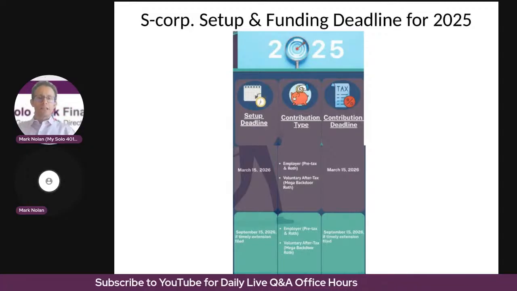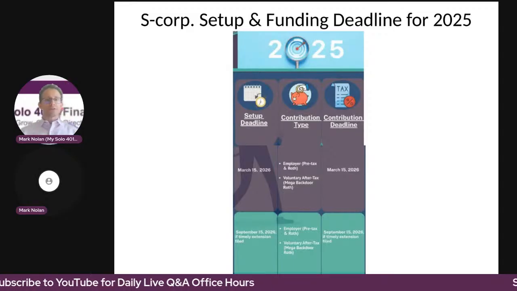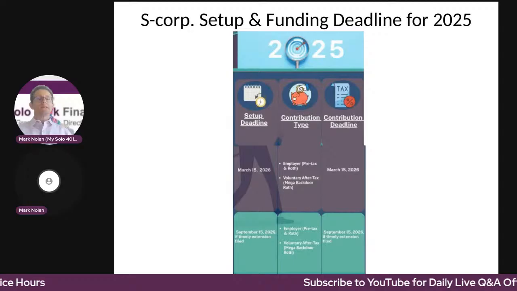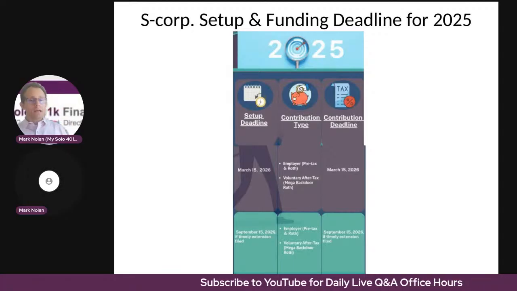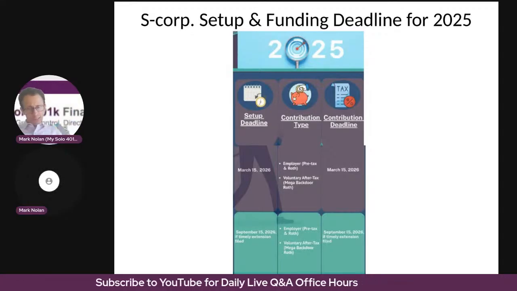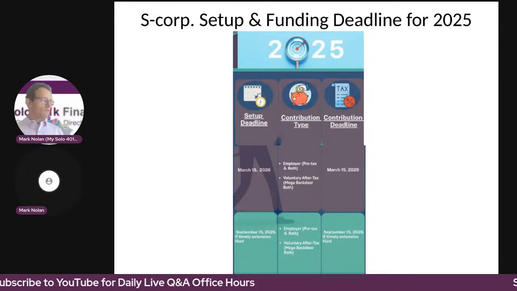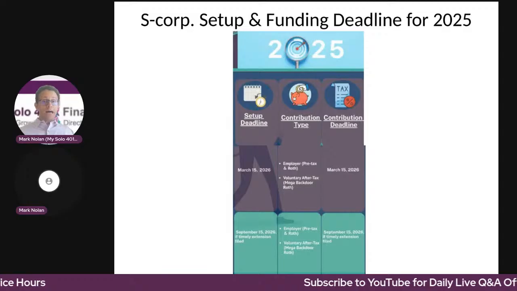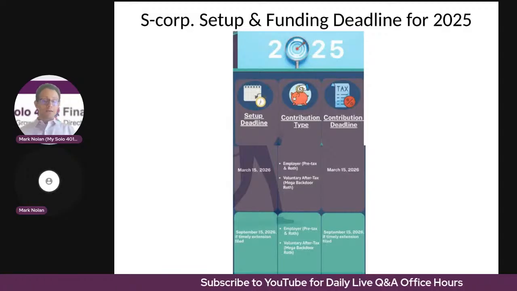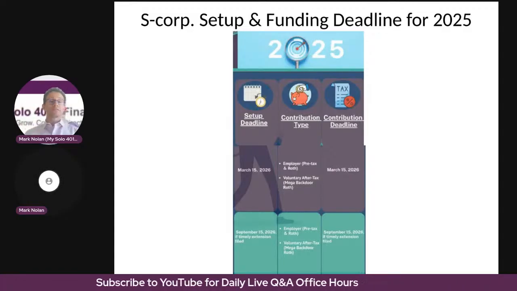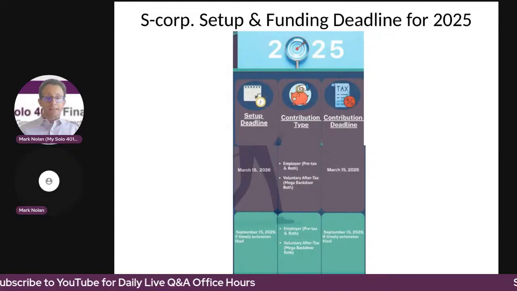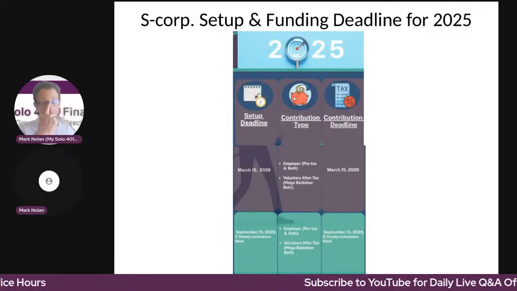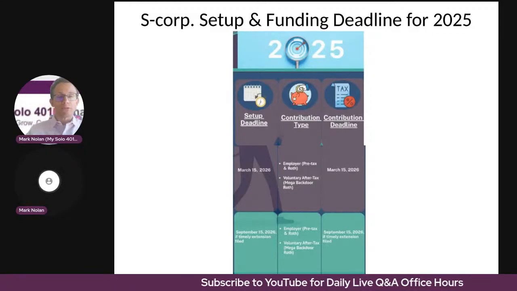If you file for an 1120S business tax return extension for your S corporation, you're going to have until September 15 of 2026 to make both employer profit sharing contributions and voluntary after-tax solo 401k contributions for tax year 2025. However, you cannot make employee solo 401k contributions for tax year 2025 unless you open that plan by December 31st of 2025. So it's too late for employee contributions.